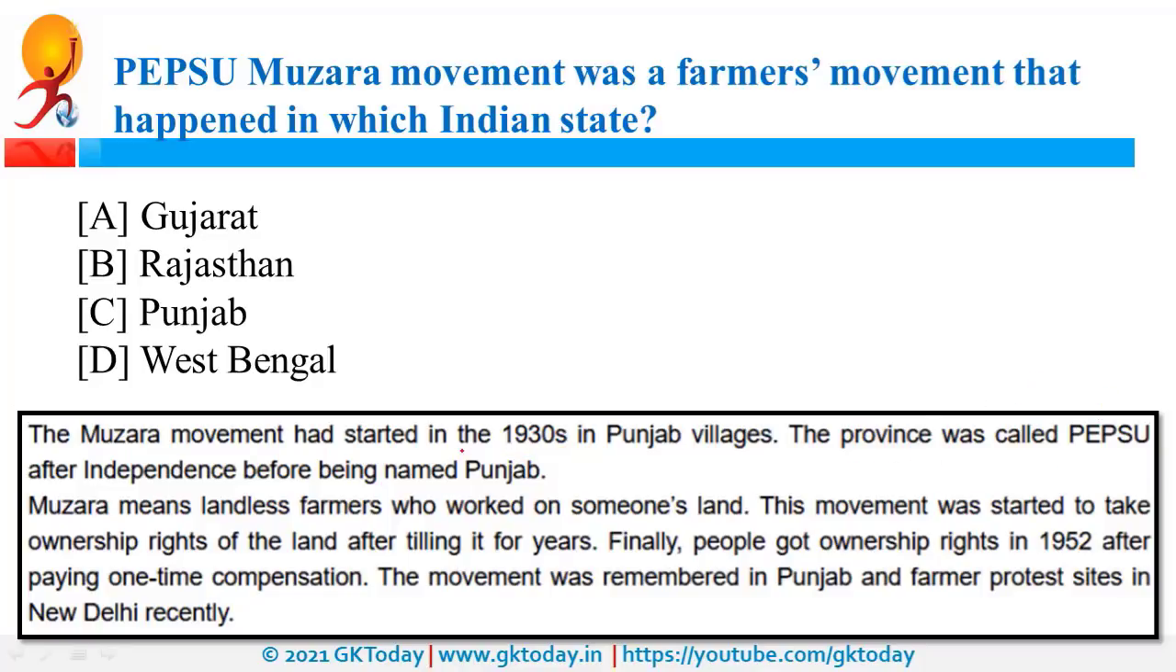So this movement started in Punjab in the 1930s. The province was called Pepsu after independence before being named Punjab. What is the full form of Pepsu? It is Patiala and East Punjab States Union.